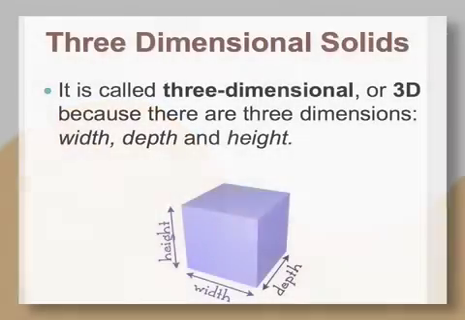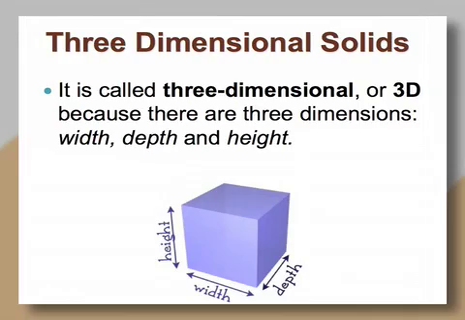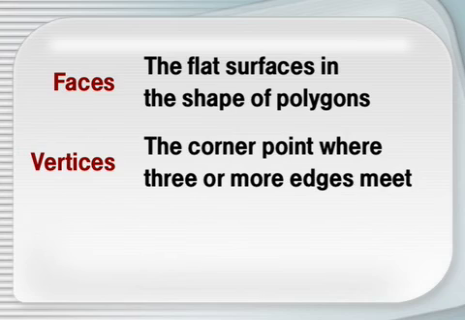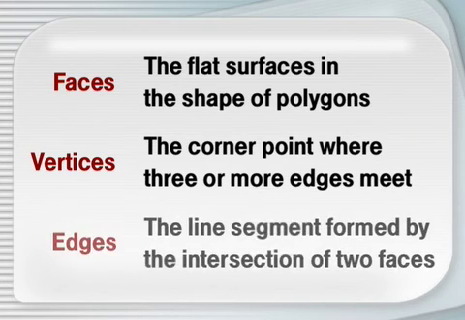Three-dimensional figures are called three-dimensional because they have 3 dimensions, or 3D: height, depth, and width. They also have faces, edges, and vertices. Faces are flat surfaces, and since we're talking about prisms, these faces will be in the shape of polygons. Vertices are corners where 3 or more edges meet. And last, we have edges. An edge is a line segment made when 2 faces meet.